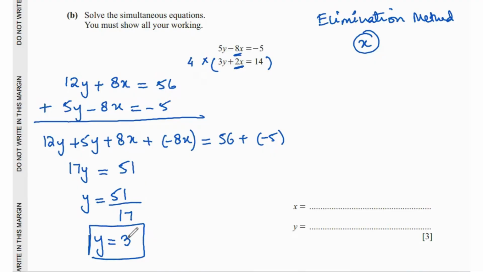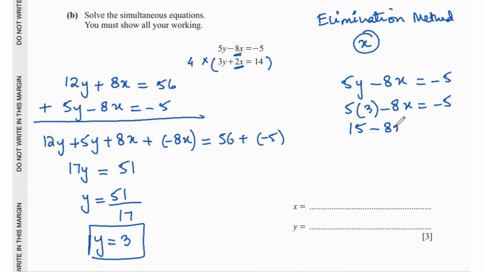Now to find the x value, put it back into either of the equations. You can use the new equations or the old equations. Either way, you'll get the same answer for x. So if I use the original one, the first one, 5y minus 8x equals negative 5, 5 times 3 minus 8x equals negative 5.